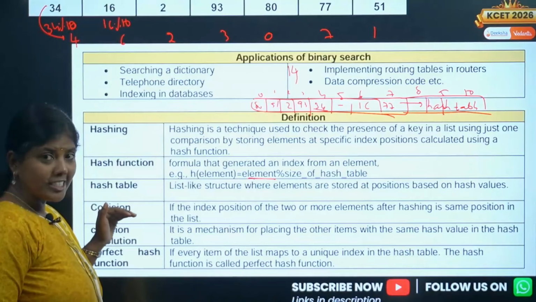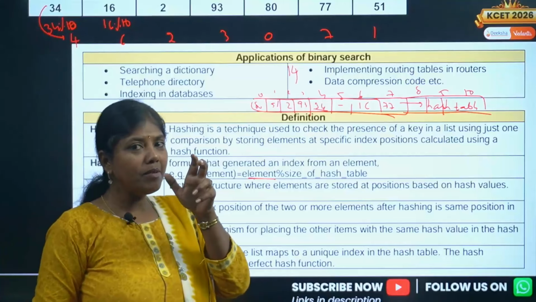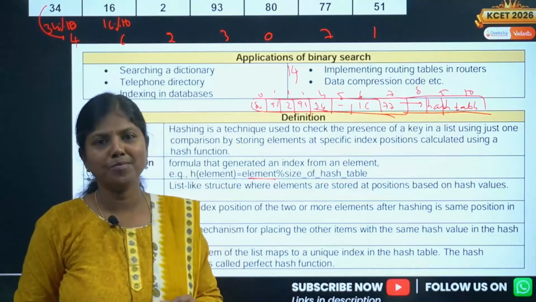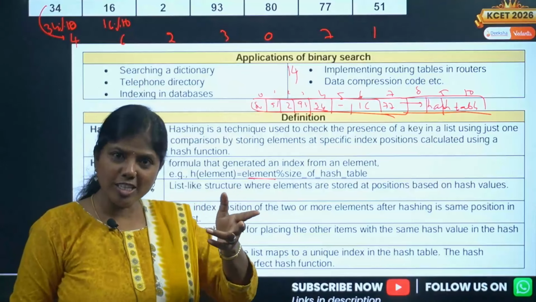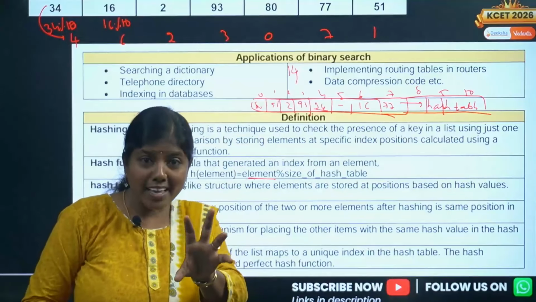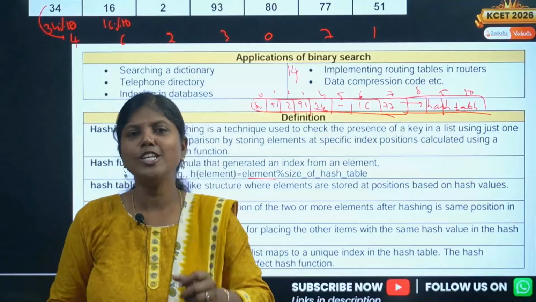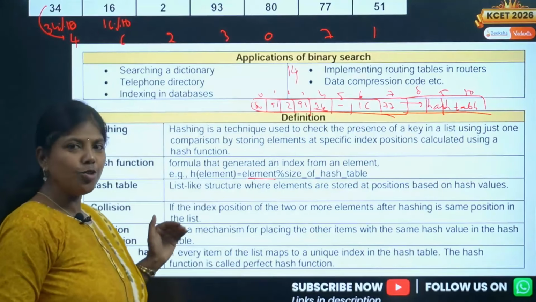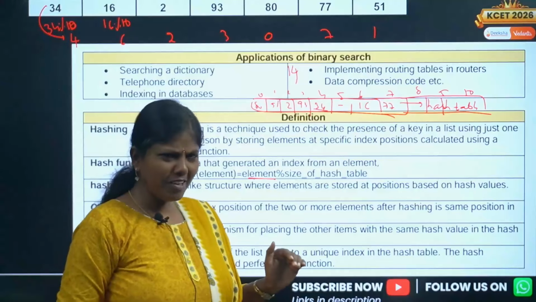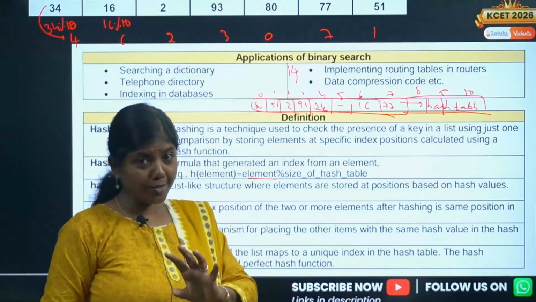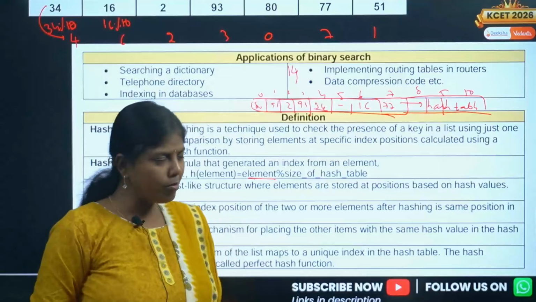If you have elements producing the same index, that leads to collision. When you have a collision, you must find a solution for that. How do we handle that? A mechanism to overcome this collision is known as collision resolution. Very simple. These terms you have to remember.